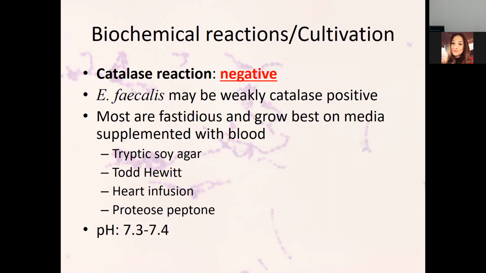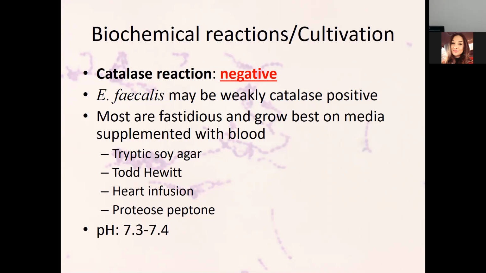Most are fastidious, and grow best on a media supplemented with blood. TSA, tryptic soy agar, you see that a lot. Got one called Todd Hewitt. We got heart infusion, usually comes in brain heart infusion, BHI here, and proteose peptone. These are some media that the strep works well with, pH 7.3 to 7.4.